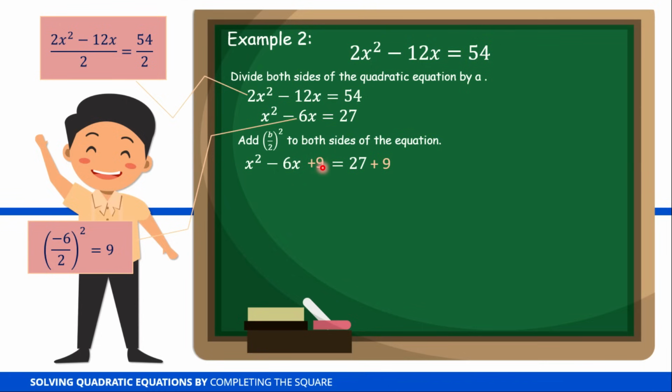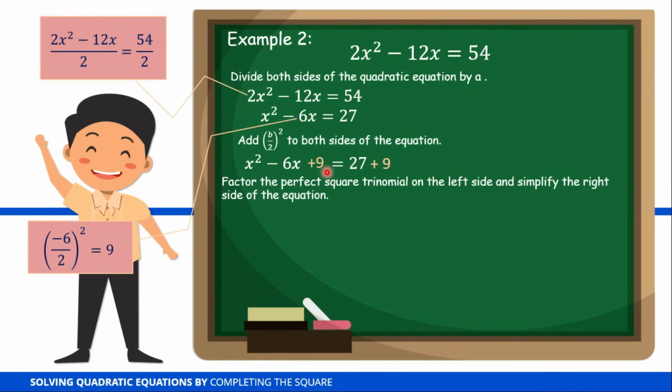Factor natin ang ating perfect square trinomial. Kagaya ng ginawa natin kanina, just get the square root of x squared, which is x. We have here a negative sign. Yun yung magiging sign ng ating binomial sa gitna. And then the square root of 9 is 3. So, ang binomial natin ay x minus 3. I-square lang natin yan para makuha na natin yung factor ng ating given perfect square trinomial.